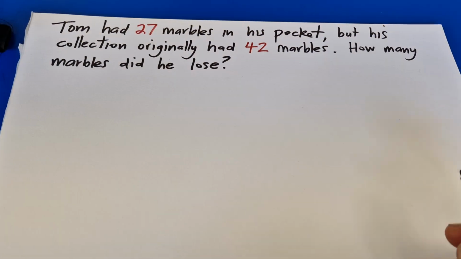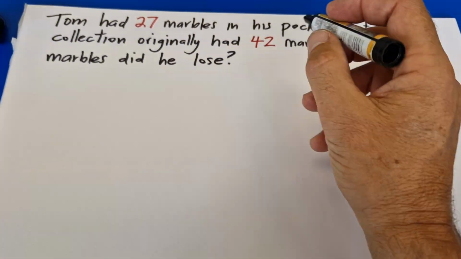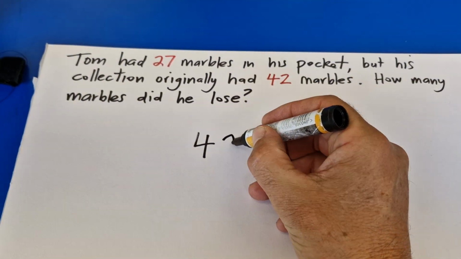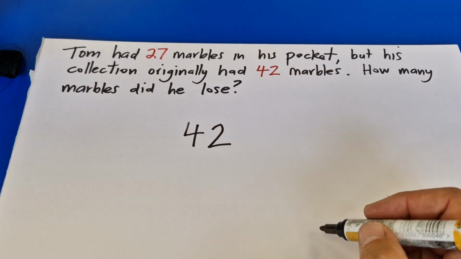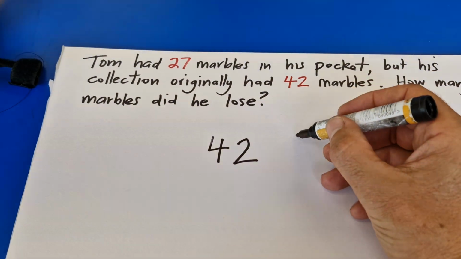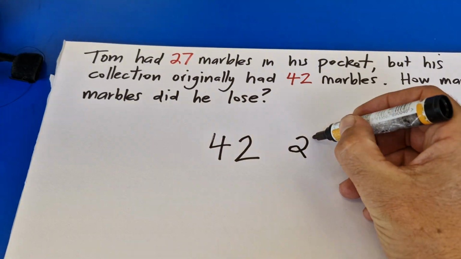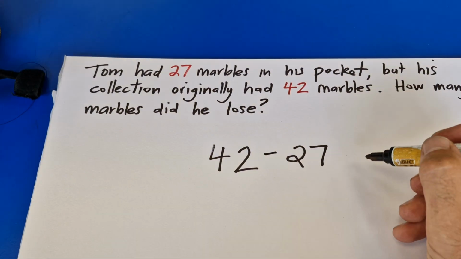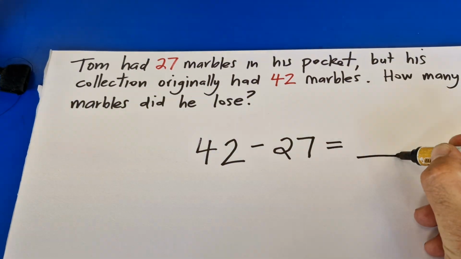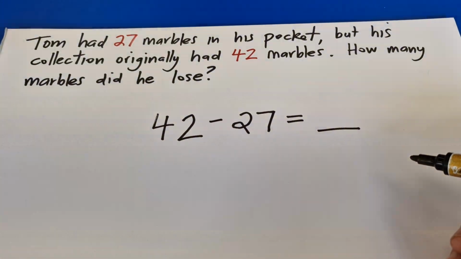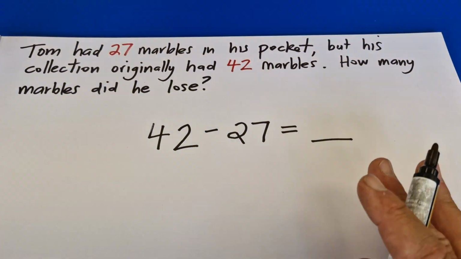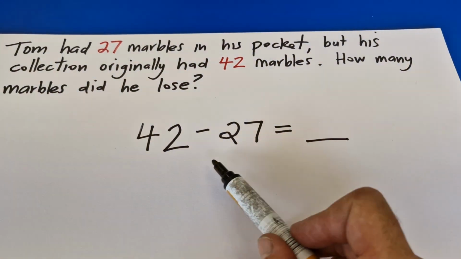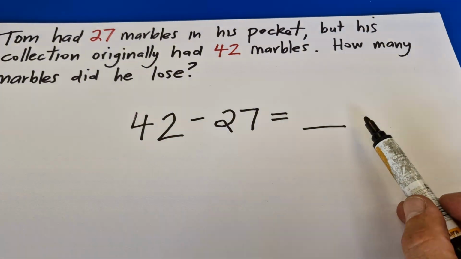And to work it out, we need to start off with his original amount. And if you read the story carefully, his original amount was 42 marbles. And he's now got 27 marbles. So if we go 42 minus 27, then we will get how many marbles he's lost. Now just getting to that point is a win, if you can read a story and then get the maths sentence from it.